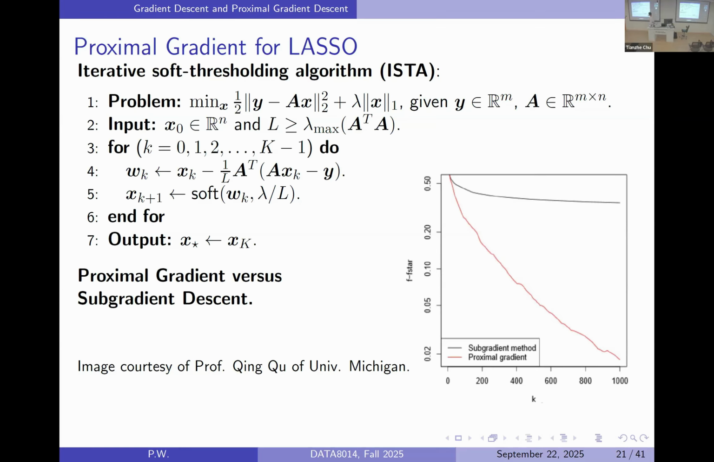But if you use the proximal gradient algorithm, this red line, with the update like this one, you will find it converges very fast. Actually, it can be shown in the literature that proximal gradient for the Lasso problem converges linearly. It's very fast. The subgradient convergence rate is 1 over square root of k, very, very slow. That is the magic of the proximal gradient method.